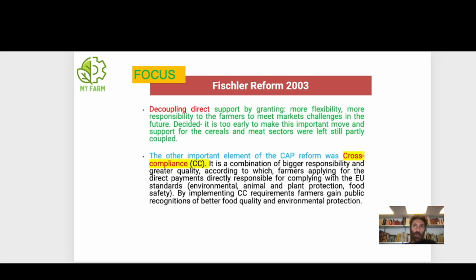So we could summarize that the Fischler reform was a fundamental shift in the history of the CAP, because it introduced a new system of direct payments, largely decoupled from production.